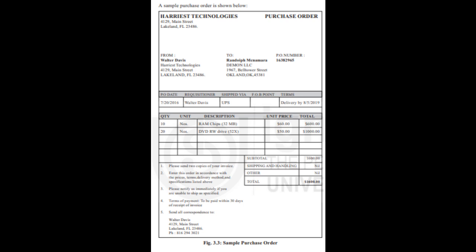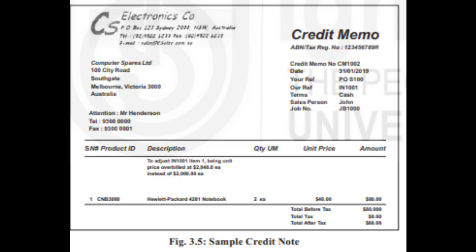A sample credit note is shown below. Fig. 3.5, Sample Credit Note. Look at the screen. 3.3 Summary. Source documents carry information on commercial transactions done by a business and are used to translate these commercial transactions into accounting transactions. They are also used to verify and audit the correctness of the accounting transactions.